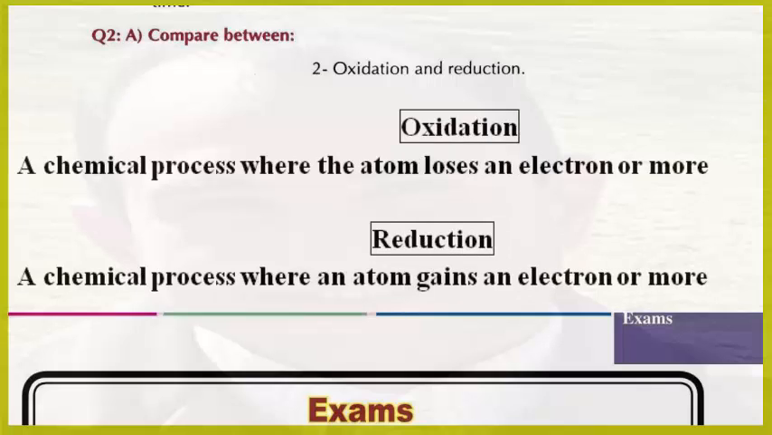According to electronic concept, oxidation is a chemical process where the atom loses an electron or more. Reduction is a chemical process where the atom gains an electron or more.